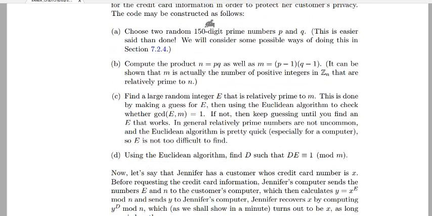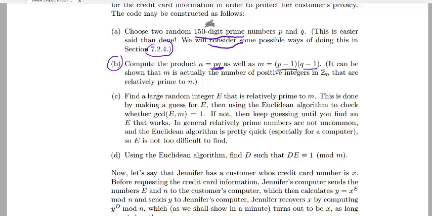First, you choose two random 150-digit prime numbers. All right, now, of course, this doesn't seem very easy, but there are ways to do this. We may get into this later in this section. Now, this next step might be unmotivated, but we'll talk about it a little bit later. Compute the product PQ, which is the product of your two prime numbers, as well as P minus 1 times Q minus 1.